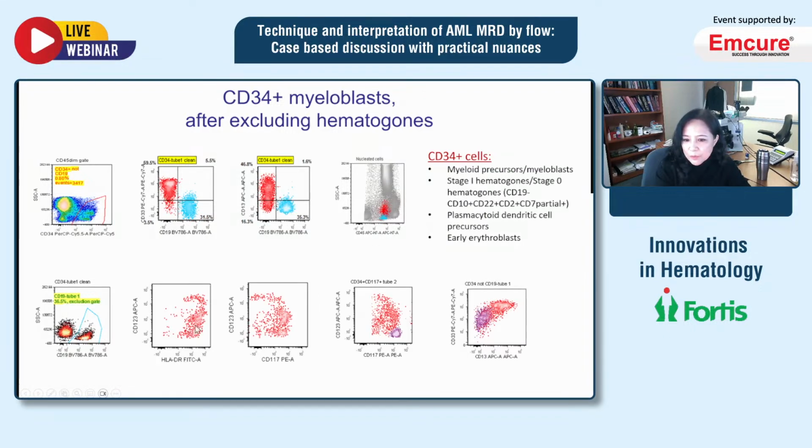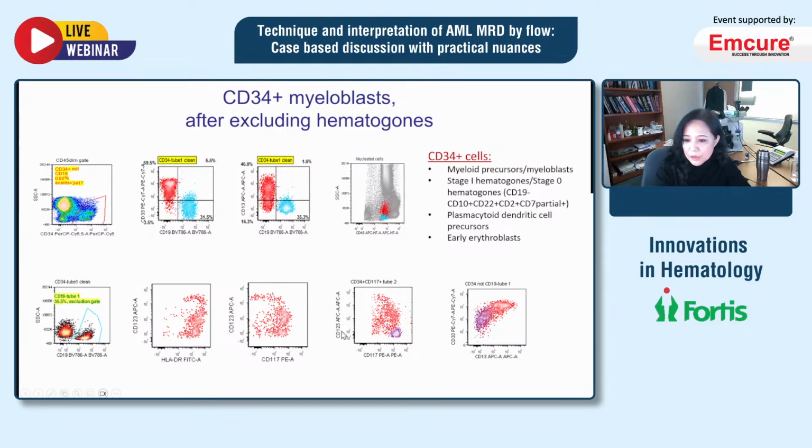But even the CD34 in normal bone marrows show very diverse populations. So these are all CD34 positive cells, but as you know, you have here plasmacytoid dendritic cell precursors. You even have probably a little bit of monocytic precursors or plasmacytoid basophil precursors. So you have a lot of erythroid precursors. Erythroid precursors are CD34 positive, CD117 positive, HLA-DR positive. A lot of times you cannot differentiate them from the myeloid precursors.